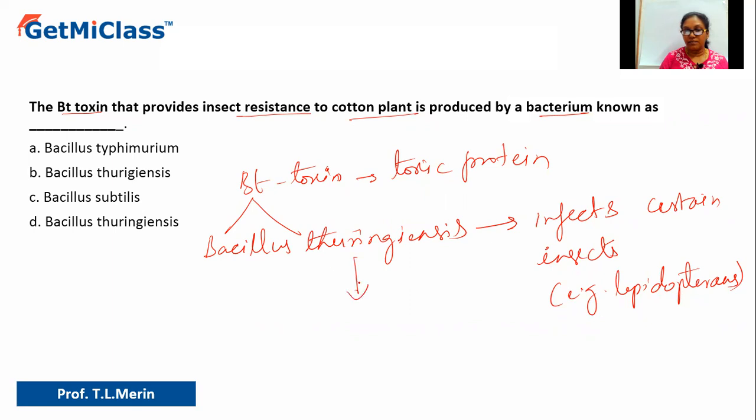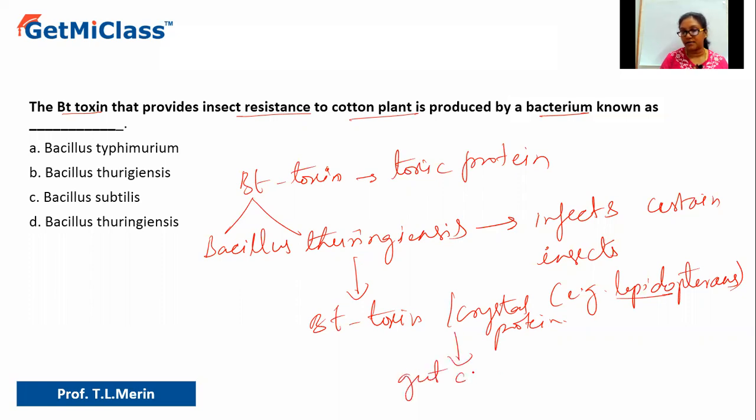Now, this bacteria within the insect produces a toxic protein which we call Bt toxin, or we can say cry protein or crystal proteins. Crystal proteins, when they are present in Bacillus thuringiensis, are not toxic. But when they are released in the gut of the insect, because of the alkaline condition, they become toxic. And hence they bring about pore formation. It will form holes in the gut cells.